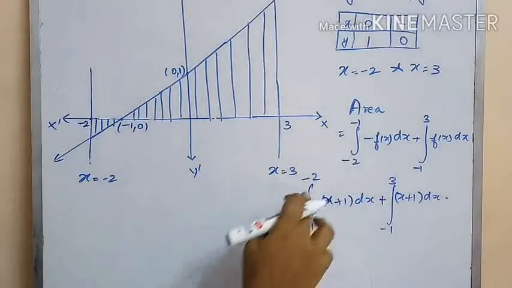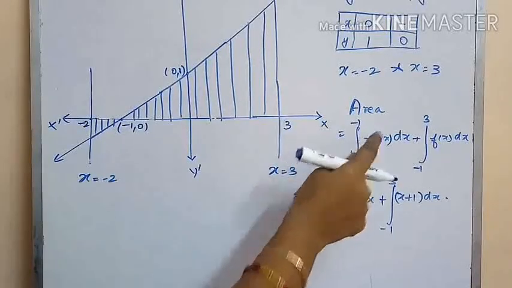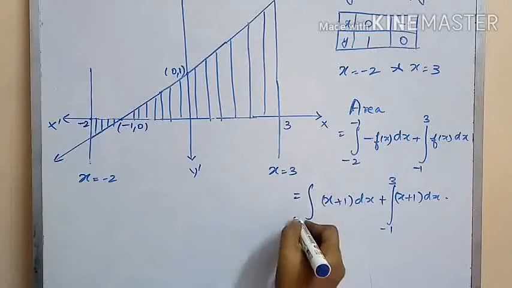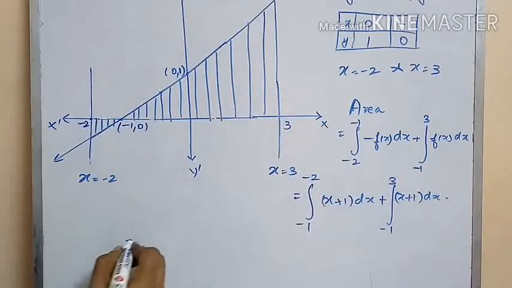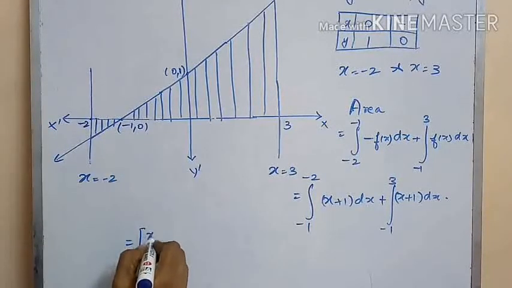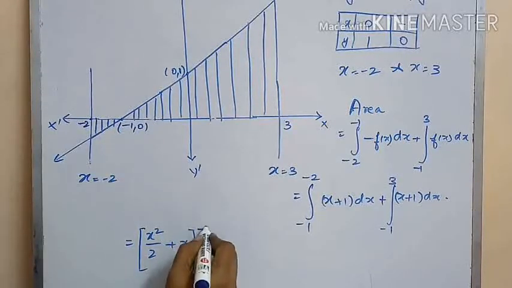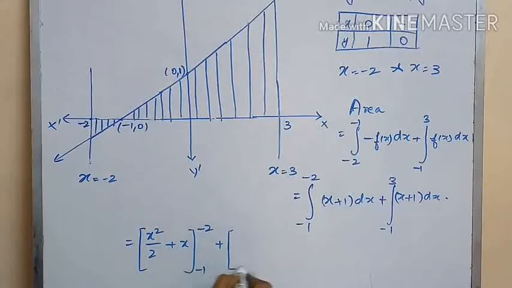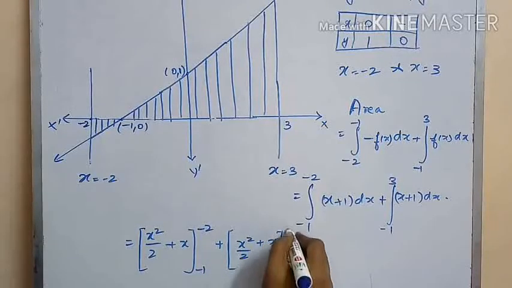Here, in order to change the negative sign, we can interchange the limits. So we change the limits as minus 1 to minus 2. Now let us integrate. We get x squared by 2 plus x within the limits -1 to -2 plus x squared by 2 plus x within the limits -1 to 3.